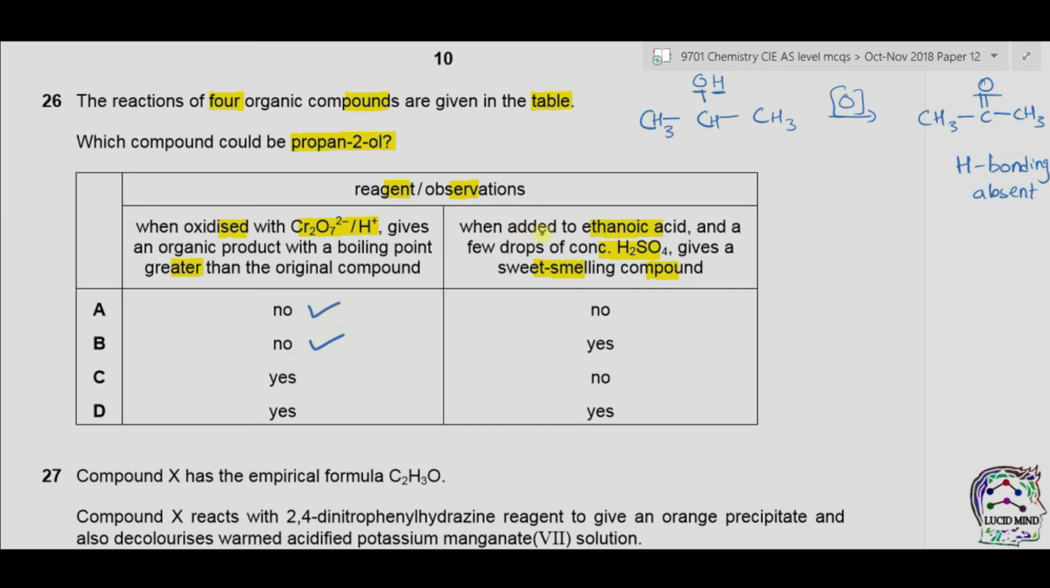Second thing is addition of ethanoic acid. Now ethanoic acid is carboxylic acid and we have propane 2-ol as secondary alcohol. Now we know that alcohol along with carboxylic acid, they react together to form ester, and ester is a sweet smelling compound and it is a yes. Correct answer is therefore B.